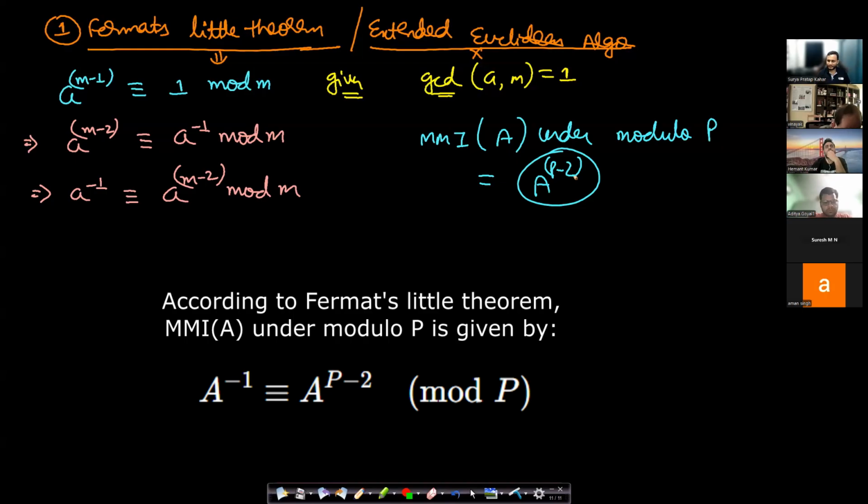Did you guys understand what the MMI is? Yeah. But then how to find this MMI? How to find this a to the power of p minus 2, right? This is also a big concern for me, isn't it?